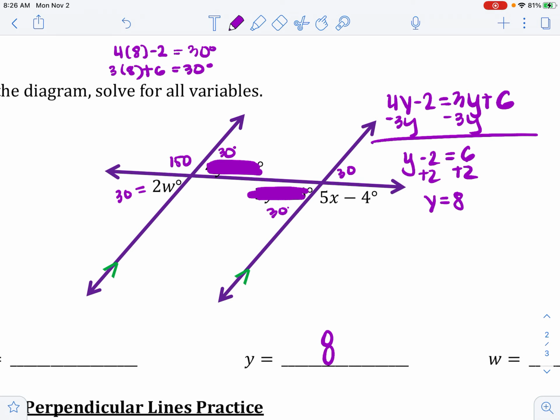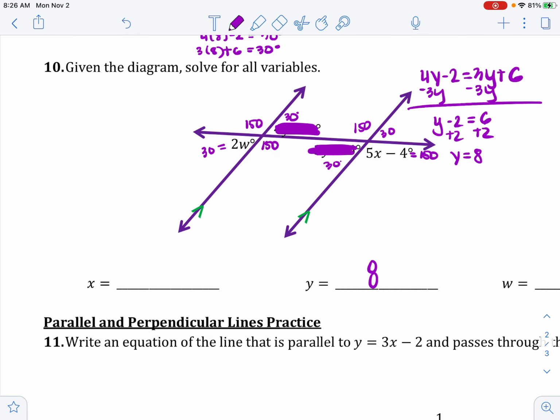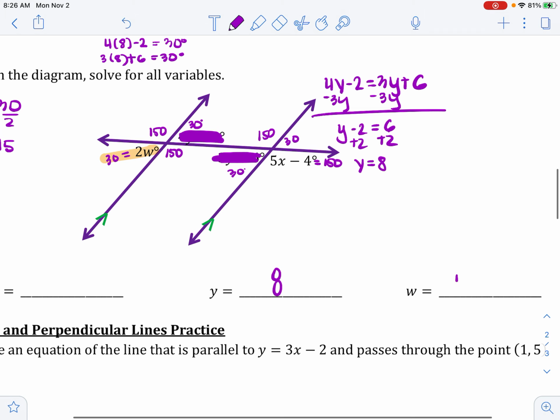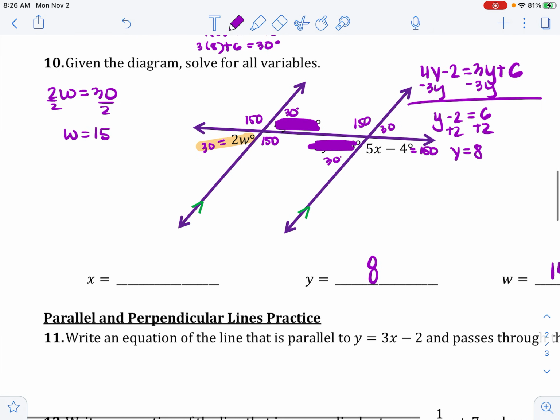And then to get the other one, remember these are linear pairs here, so I just have to do 180 minus that, which is 150. So this is 150, 150, 150, and then this is equal to 150. So now I can find W. Notice there's an equation right there. I have 2W equals 30, so dividing by 2, I have W is 15.